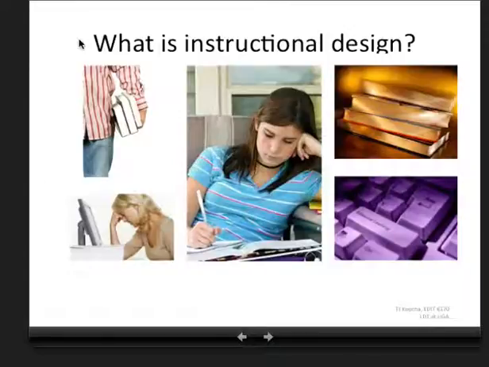Now, of course, there's a secret to making this happen, right? Otherwise, there wouldn't be a whole course on instructional design and a whole field dedicated to it. And so you've got to be wondering, what's the secret? That is what the focus of this presentation is all about.